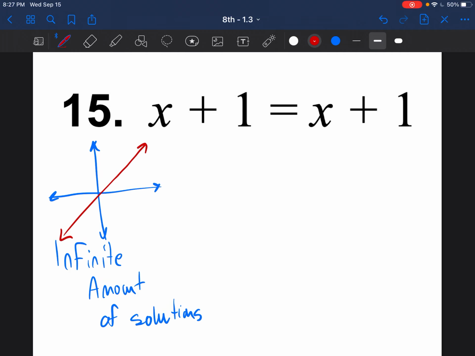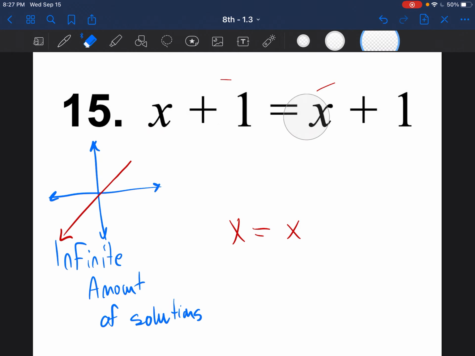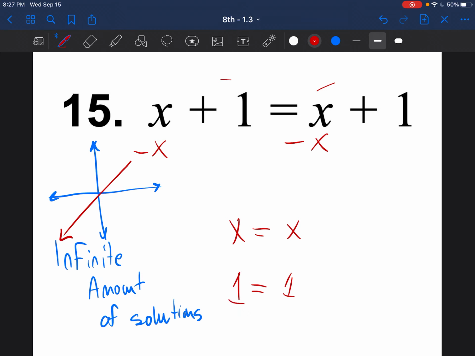All right, so let's just look at this question. There's not even any work to do. X plus 1 equals x plus 1. Is that true? Can x plus 1 equal x plus 1? Yep. So even if you did show your work, let's see, minus 1, you now have x is equal to x. Or if you did it the other way, minus x, you now have 1 is equal to 1, which is still true, which means there's an infinite amount of solutions.